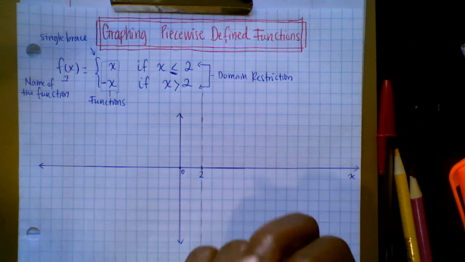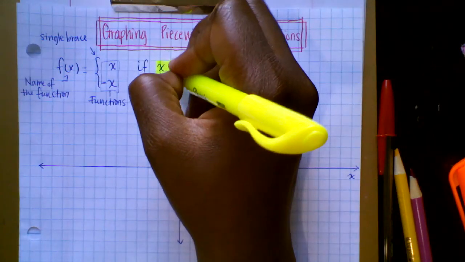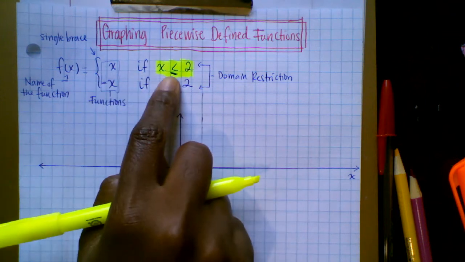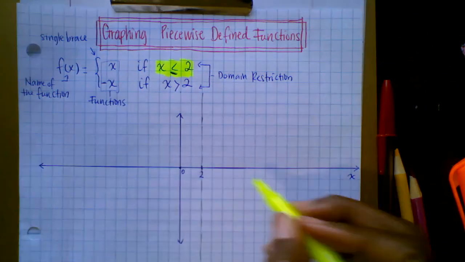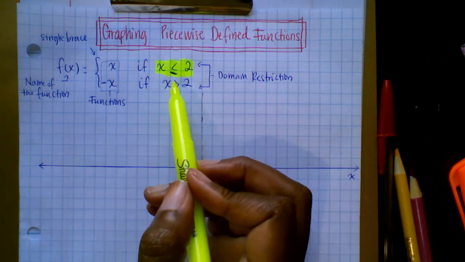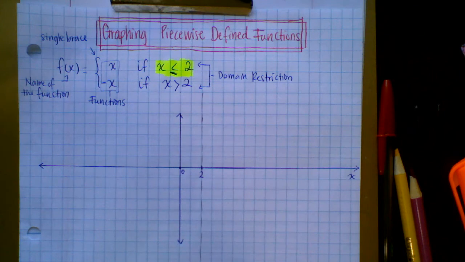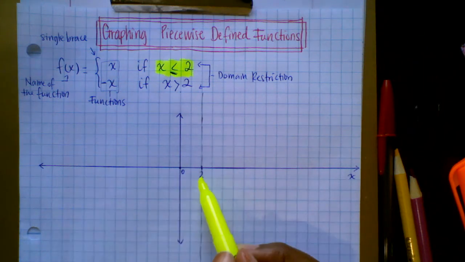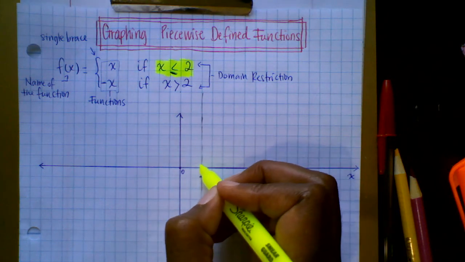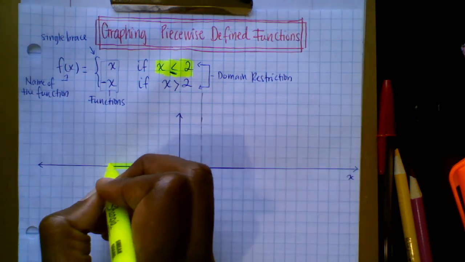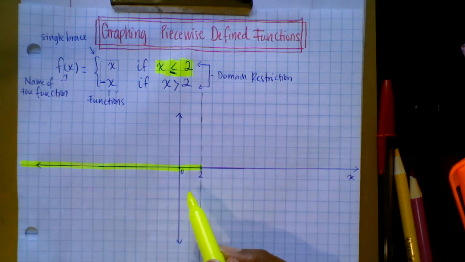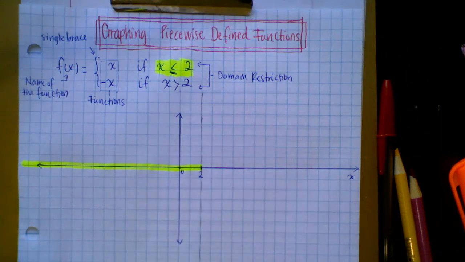Then what am I going to do? I'm going to use a highlighter. I can only graph for x if the x values are less than or equal to 2. Where do we see, on the number line, on the x-axis, the x values less than or equal to 2? Is it going to be on the left side of positive 2 or on the right side? I hope you can see it's going to be on the left side. Why? All those numbers on the left side of positive 2 are less than 2.